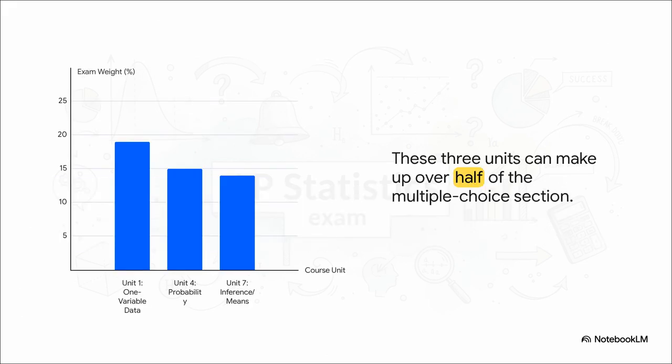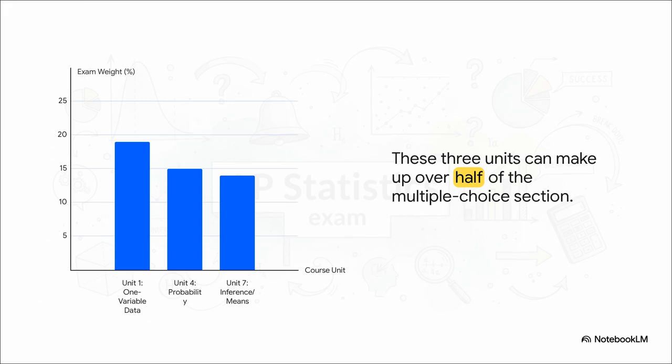So, where should you focus your study time for the biggest bang for your buck? This slide is your treasure map. Just look at the weight distribution. Unit 1, just exploring one variable data, could be up to 23% of your entire score. That's huge. Add in probability and inference for means, and suddenly you're looking at the stuff that makes up a giant chunk of the exam.